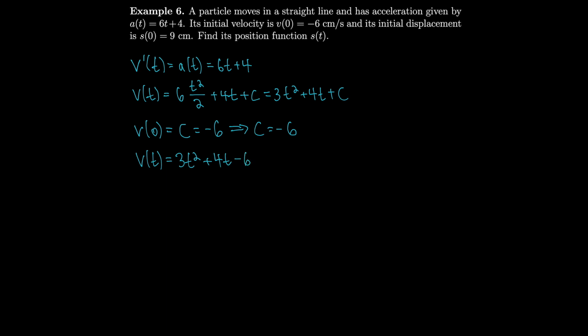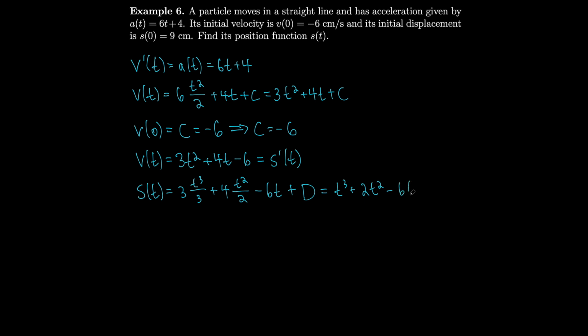In the same way that we started with acceleration, because that's the derivative of velocity, we can now start with velocity, because velocity is the derivative of position. So taking the antiderivative of velocity will give us the position function. So that's 3 times t cubed over 3 plus 4 times t squared over 2 minus 6t plus another constant. We already used c, so let's use d. Simplifying, we get t cubed plus 2t squared minus 6t plus d.